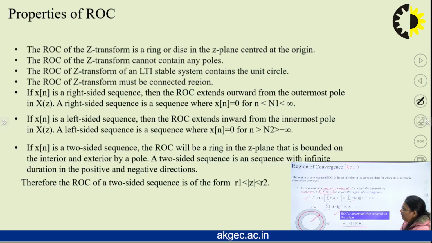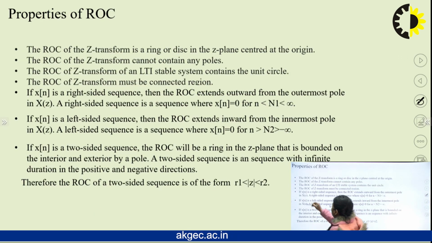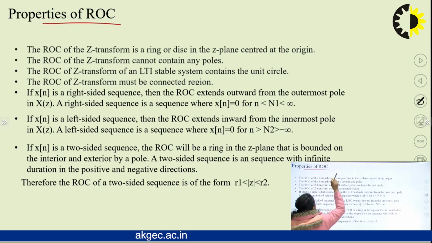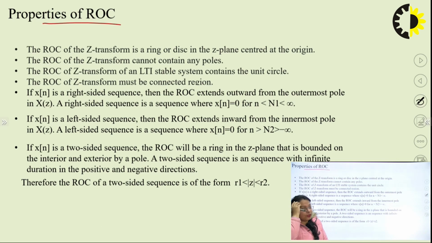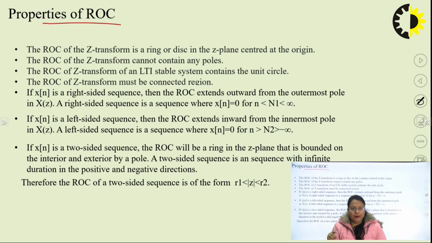Okay, so what are the properties of Z transform? This is the important point to keep in mind, so that we can easily solve the numericals and easily find out the ROC of any given question, right? So basically the ROC of the Z transform is a ring or a disk in the Z plane which is centered around the origin, right?